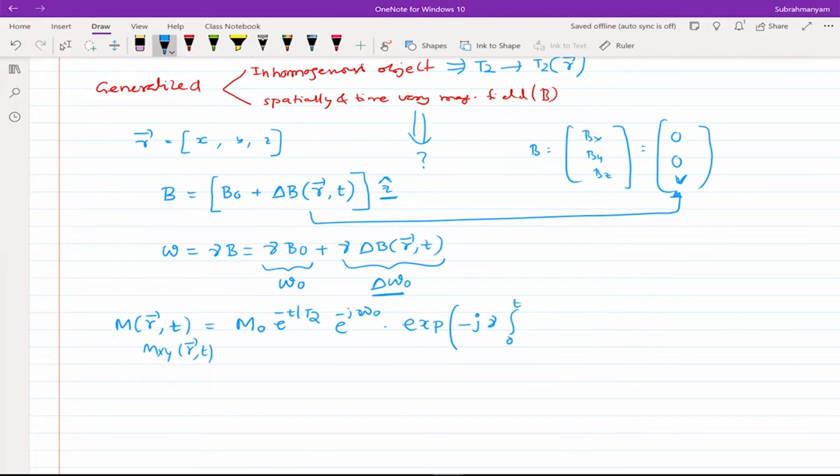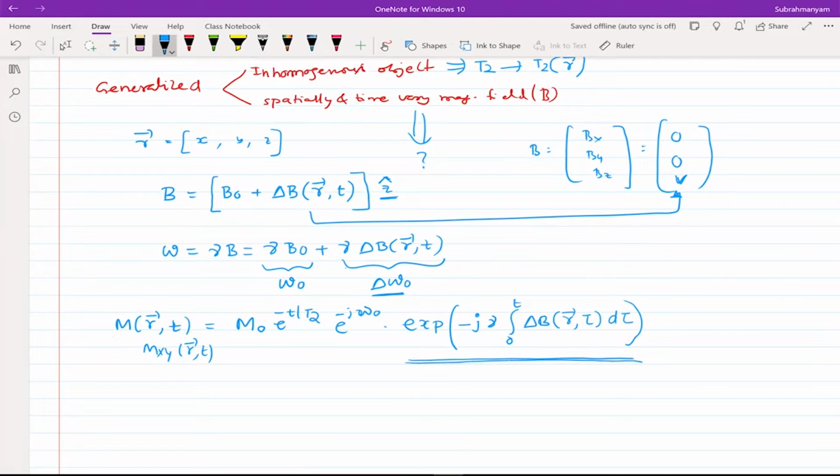integral 0 to t delta B of r bar comma tau d tau. Okay, this is the crux of the whole rest of the class. So this term has to be clear to you, the additional term that has come because of this field.